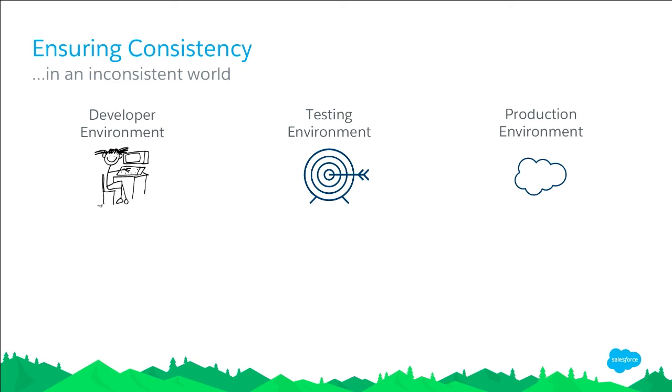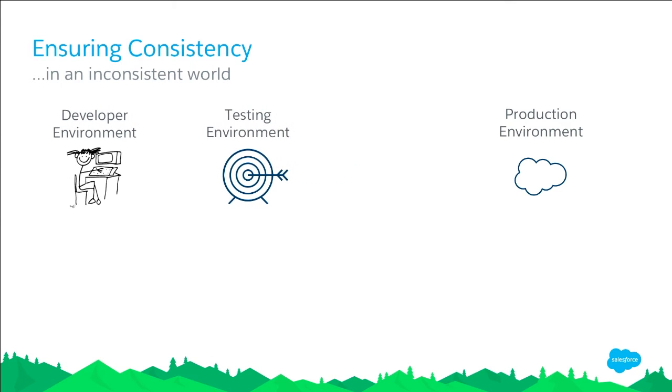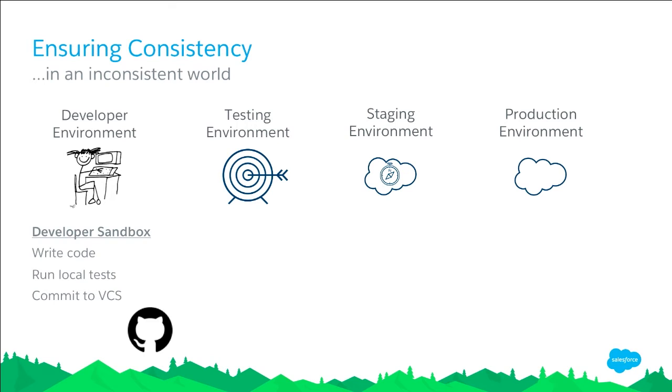So what you can do is you can add another environment to your process. You can add a staging environment. The staging environment can be used simply for the purpose of staging a deployment prior to deploying into production. This will give you one extra added level of security in what you're doing.